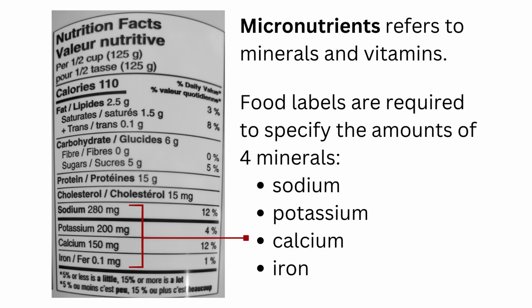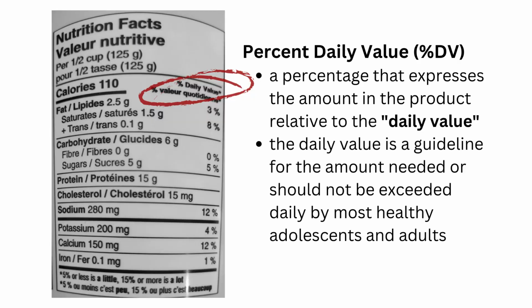Additionally, there are some more minerals listed. These are types of micronutrients, so nutrients that occur in smaller amounts in our diet and in foods. And first is potassium, and in this example with the cottage cheese, there is 200 milligrams, calcium 150 milligrams, and iron 0.1 milligram.